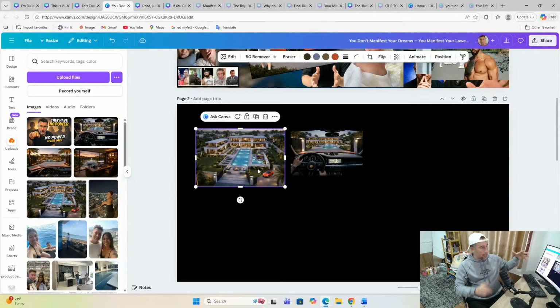I can see the pool. The house is about 5,000 square feet. Okay. And everything is built around the pool. We got the barbecue station, sauna, fire pit, all that jazz.